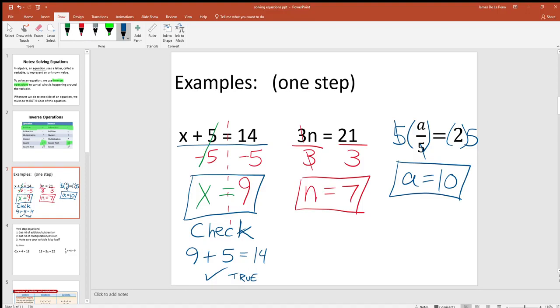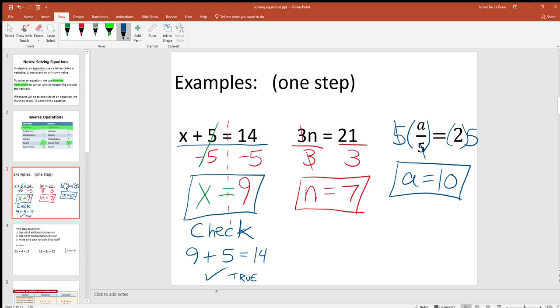So those are what we call one-step equations, because there's only one operation happening besides our variable, besides our unknown. So again, we do the opposite of that operation. We do it to both sides, we get an answer, and then we can go back and check our work on all of these and see that if we plug that number back in, it does make sense.